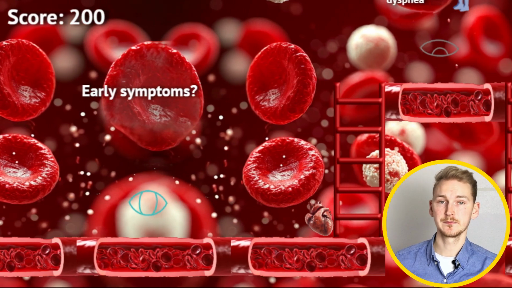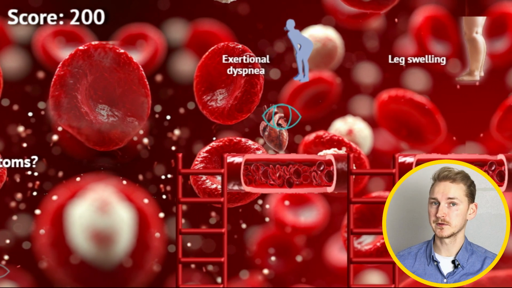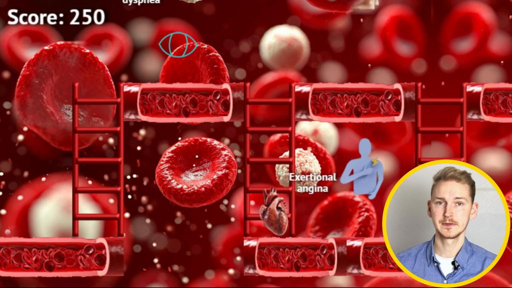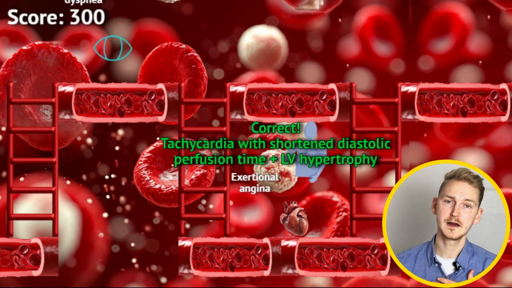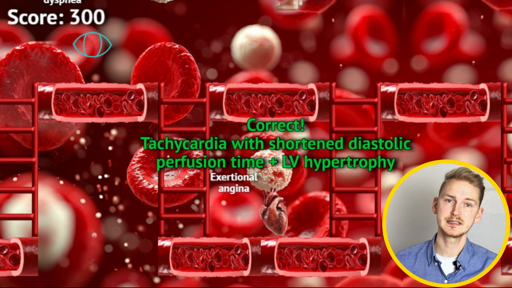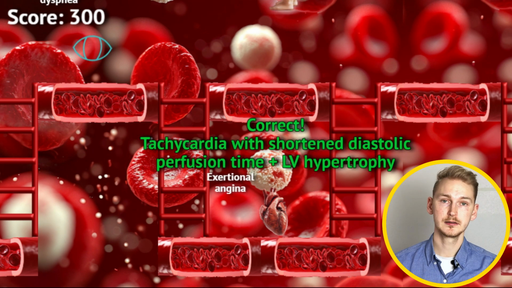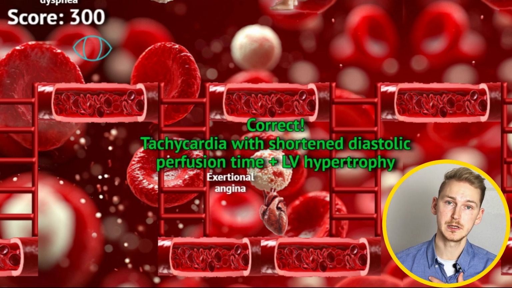Early symptoms: exertional dyspnea, and this is through reduced cardiac output. Exertional angina, and this is from the heart beating faster when we exercise, and then the heart doesn't have as much time in diastole when the heart actually has time to supply itself with blood. Left ventricular hypertrophy is often seen in aortic valve stenosis too, and this condition commonly presents symptoms of chest pain.